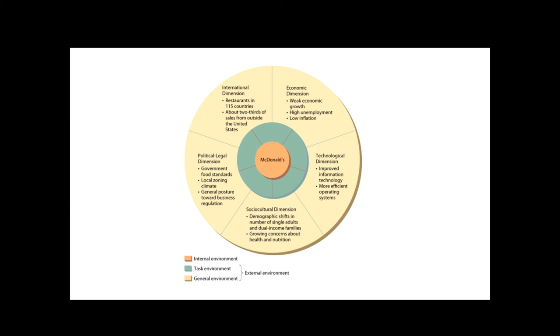You can see there the economic dimension, whether there is high unemployment or low inflation, that will affect what you do, as well as, look at the bottom there at 6 o'clock on this wheel, the sociocultural dimension: demographic shifts in the number of single adults and dual income families, as well as changes in public attitude about health and nutrition. They have directly affected what McDonald's has been able to successfully introduce in the marketplace. Those are just a couple of examples here as you look at this slide.